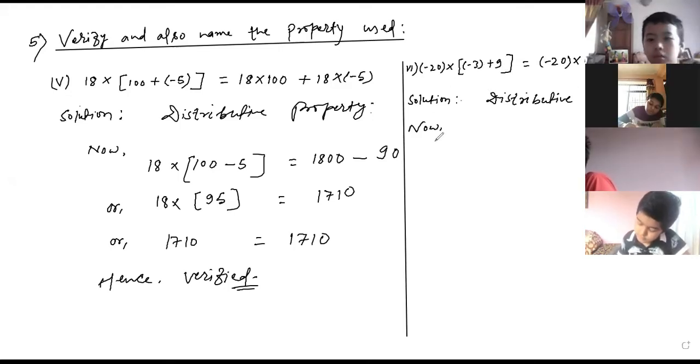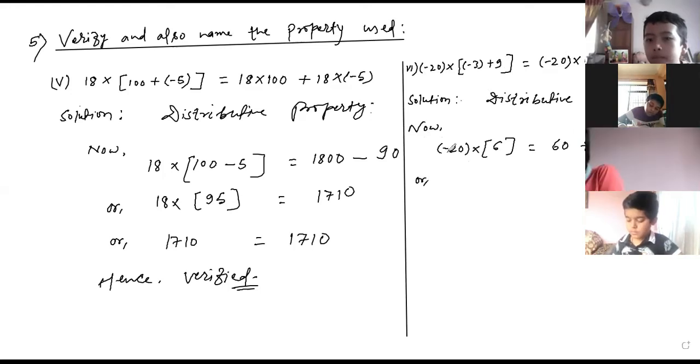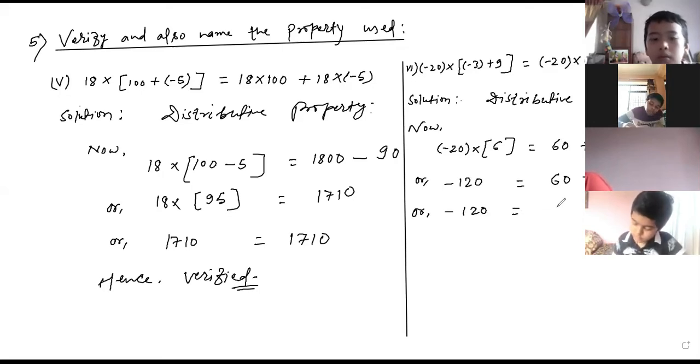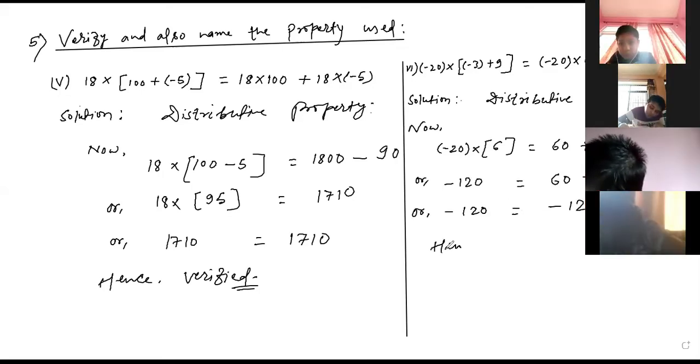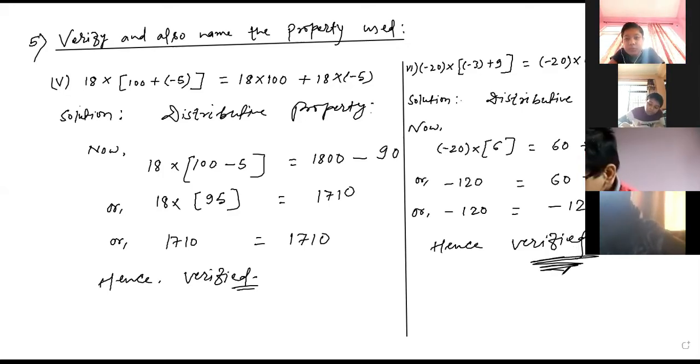First go to the left side. Minus 20 into, so minus 3 plus 9 is what? 6 only. Minus into minus is plus, so plus 2 3s are 6, that means 60, and here it will be minus 180. Or just multiply: 2 6s are 12, so minus 120 is equal to 60 plus minus 180, or minus 120 is equal to minus 120. Hence verified. Any doubt? It's an easy question. The remaining questions 1, 2, 3, 4 are your homework.